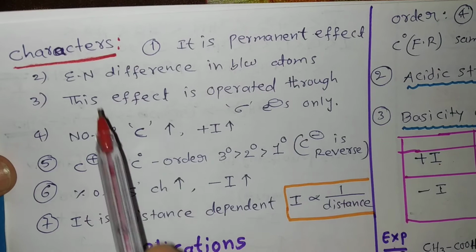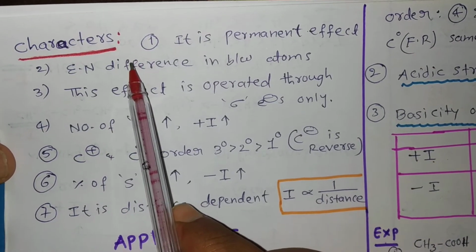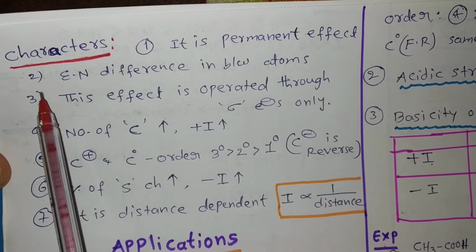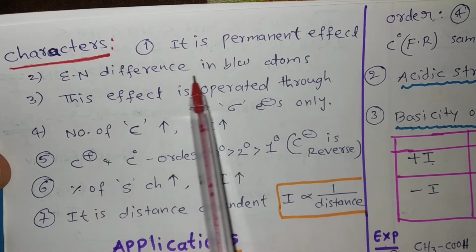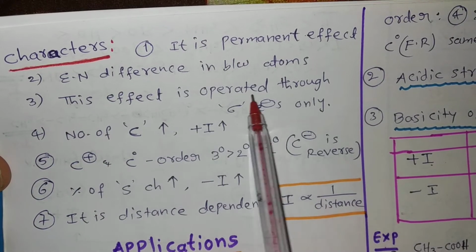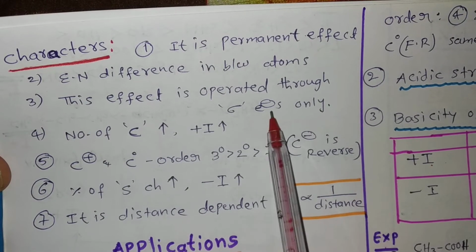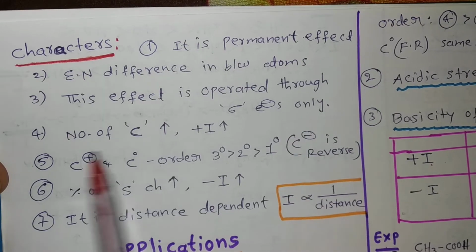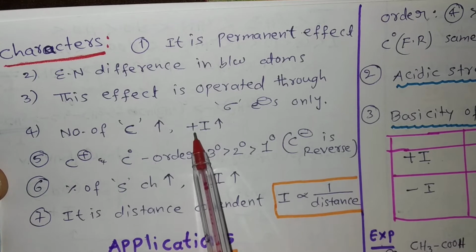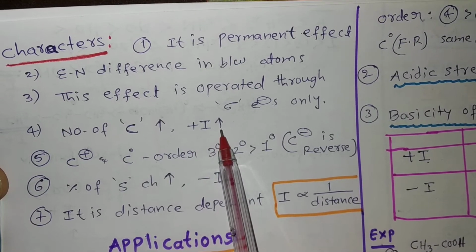Now, characteristics of the inductive effect. First point, it is a permanent effect. Second one, electronegativity difference between the atoms. Third one, this effect operates through the sigma electrons only. Fourth one, if we increase the number of carbons, then the positive inductive effect increases.